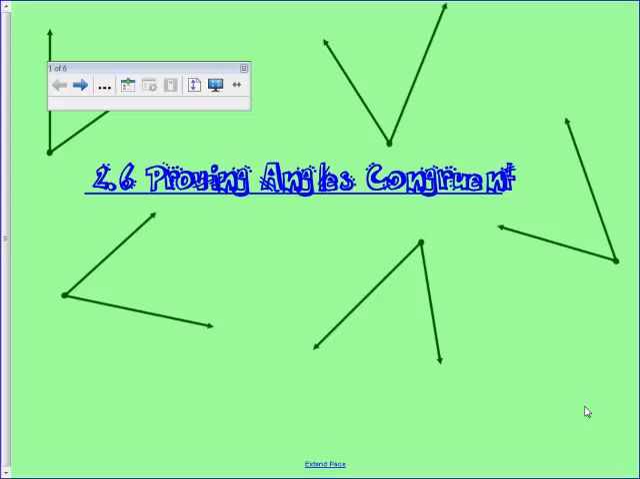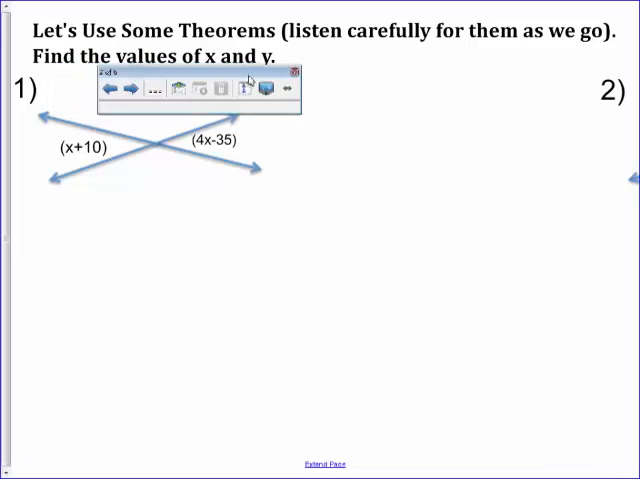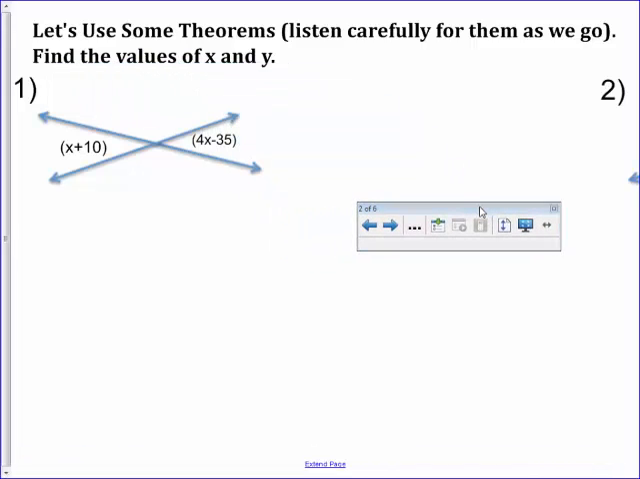Section 2.6, this time we are going to prove that angles are congruent. There are going to be several theorems and postulates, but we're not going to write them down. We just expect you to listen carefully for them and remember them. Okay? So we're going to start with some algebraic examples. And again, listen carefully. We're going to use some of the theorems that are found in this section.